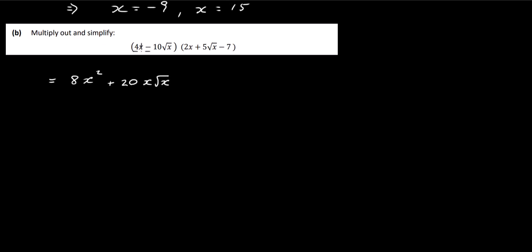So now we've got to multiply 4x by minus 7. That's going to be minus anyway. 4 7s are 28.